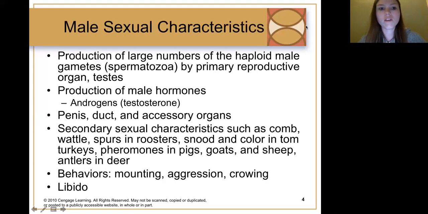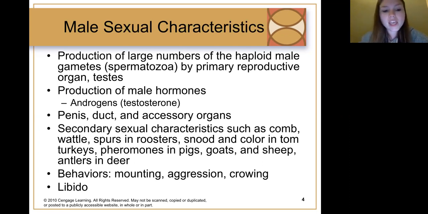So males and females obviously have different sexual characteristics. Males have production of large numbers of the haploid male gamete, which would be spermatozoa or sperm. Just to make it easy, I'm probably just going to say sperm since spermatozoa is a harder word to remember, but spermatozoa is the official name for that. Those are produced by the primary reproductive organ, or the gonad, which would be the testes. And then you have production of male hormones. Male hormones are called androgens, and the main one, which you have probably heard before, is testosterone. We'll talk a little bit about that later.